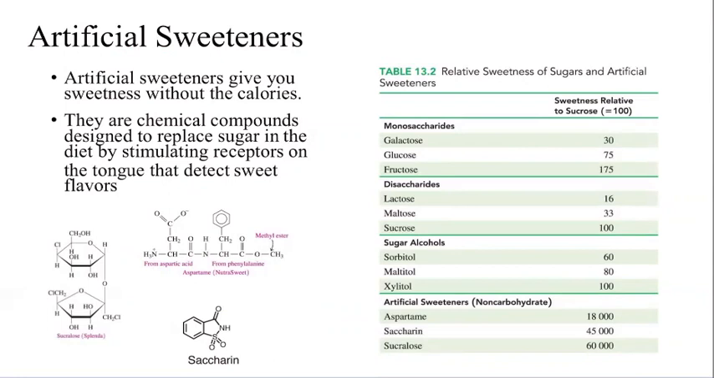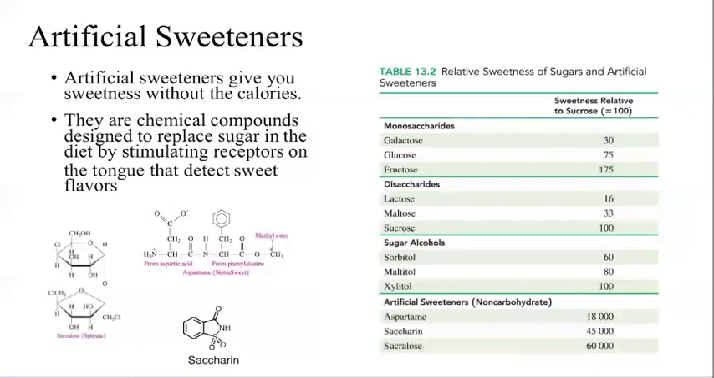We're going to learn about artificial sweeteners. So let's learn about it. So it is true, artificial sweeteners give you the sweetness without the calories. That is very true. They are chemical compounds that are designed to replace sugar in your diet because they stimulate the receptors in your tongue to detect sweet flavors.